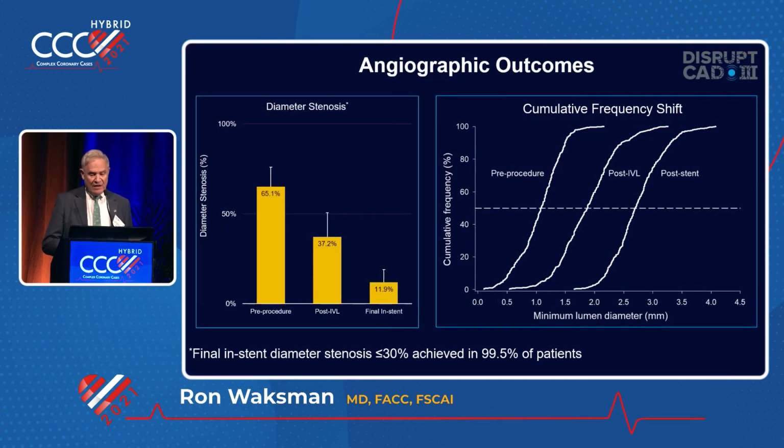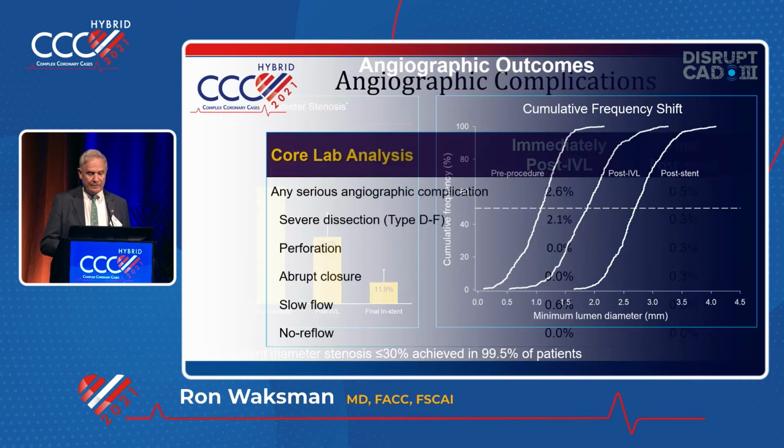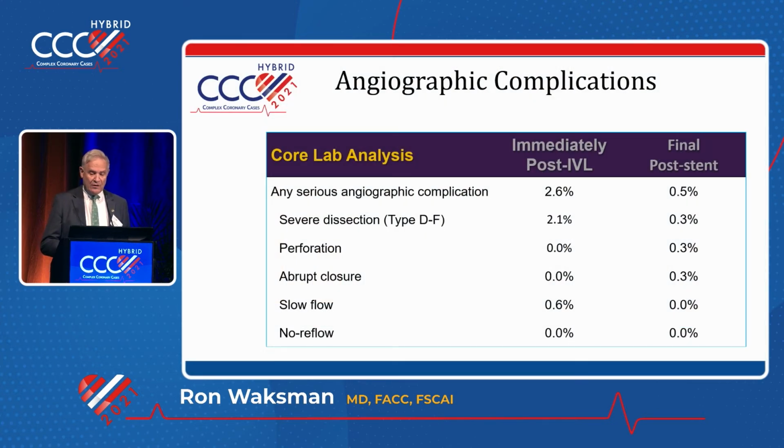So this is the angiographic outcome. You can see pre-procedure, post-IVL, and post-stenting. So you're achieving a very nice lumen. And in terms of angiographic complications post-IVL, you can see that they were very, very small. There was zero perforation, zero abrupt closure, 0.6% slow flow, and zero no reflow phenomenon. And final post-stent, again, no issues with any complications. So as a matter of fact, it seems to be a very safe and also effective device to use.